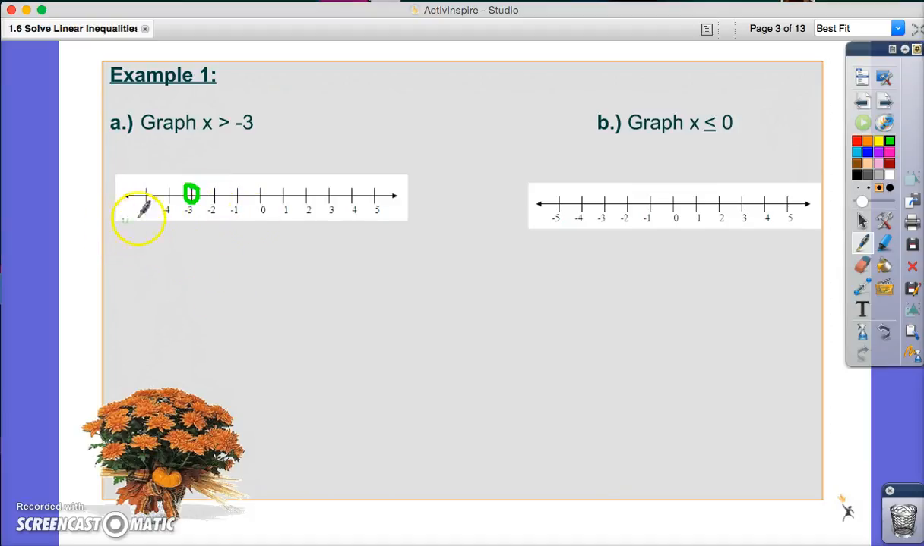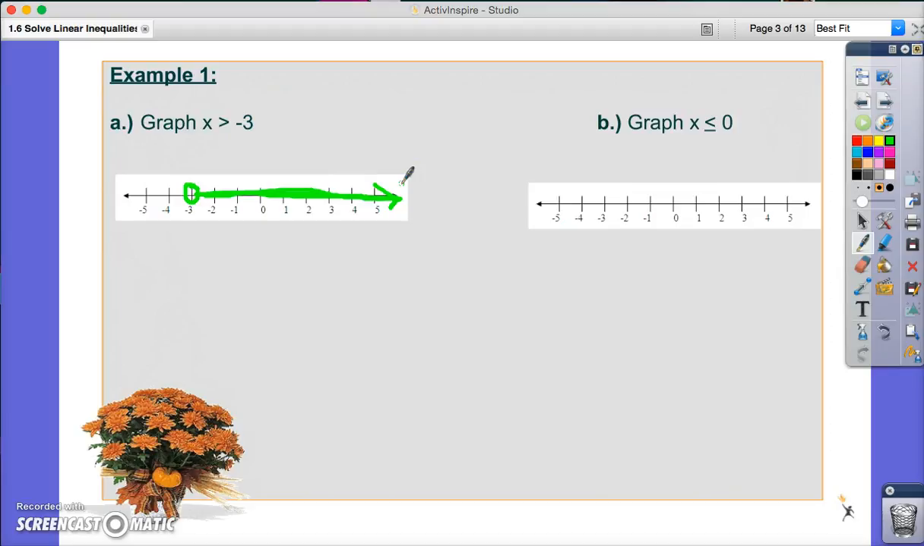Now, greater than means it gets bigger. So we're going to shade to the right. A little shortcut, as long as the x is on the left-hand side, is the inequality points in the direction you shade. Do you see how the inequality points to the right? It's another way to take a look at it as well.